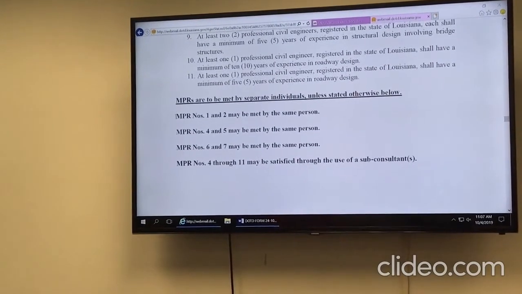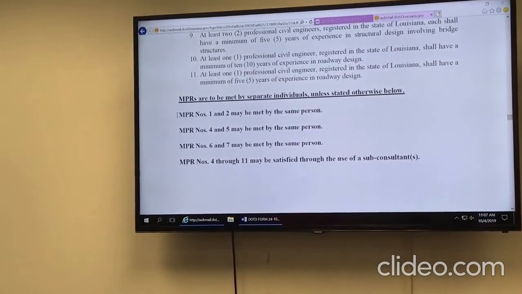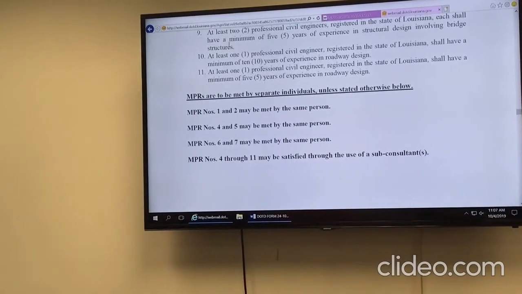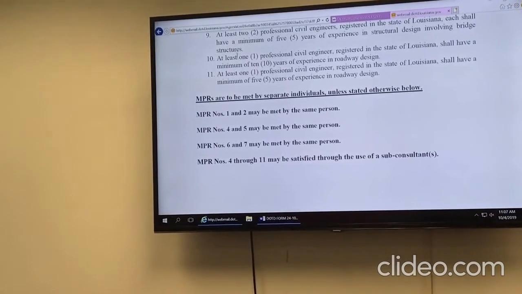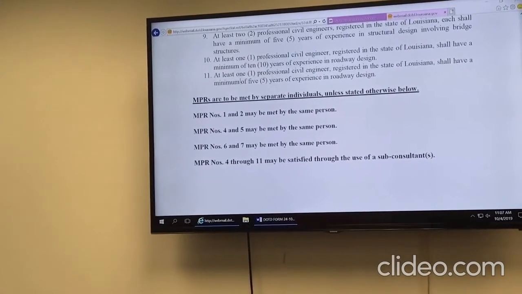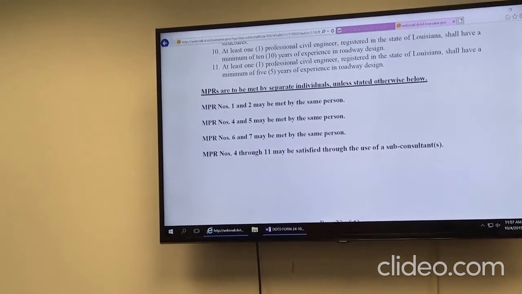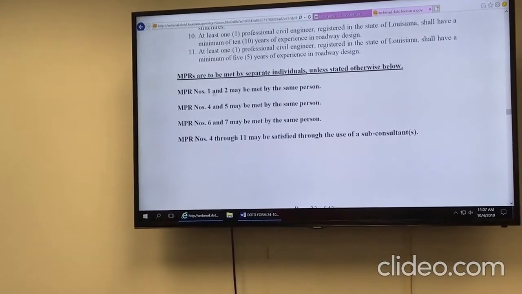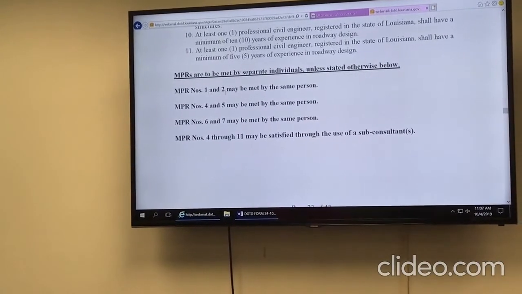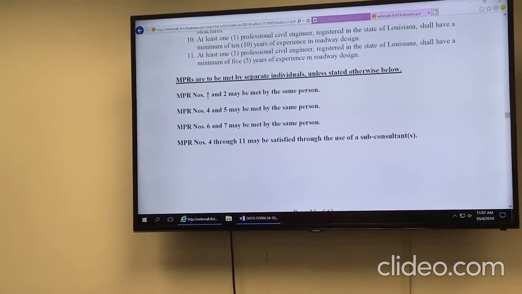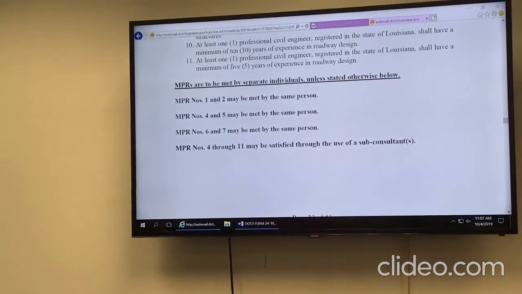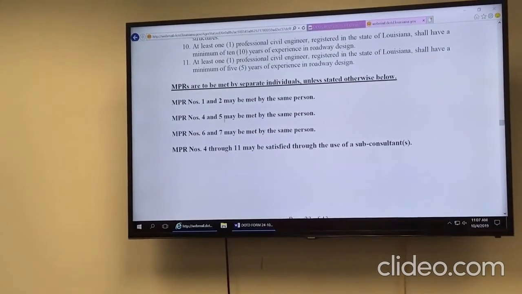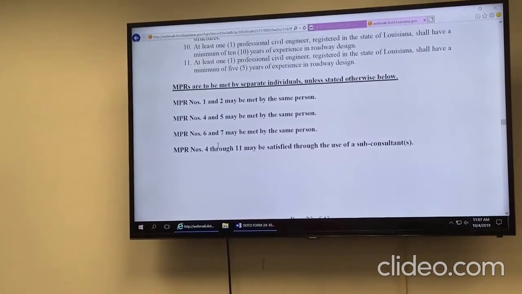what we will do, oftentimes, probably more times than not, we will say that some of these you can double up on, so you don't necessarily have to have a total of 11 people. For example, on this one here, you may be able to use just one person to satisfy NPRs 1 and 2. So you wouldn't need to have 2 people to satisfy that. One person can do it. Same thing is true with 4 and 5 and 6 and 7.